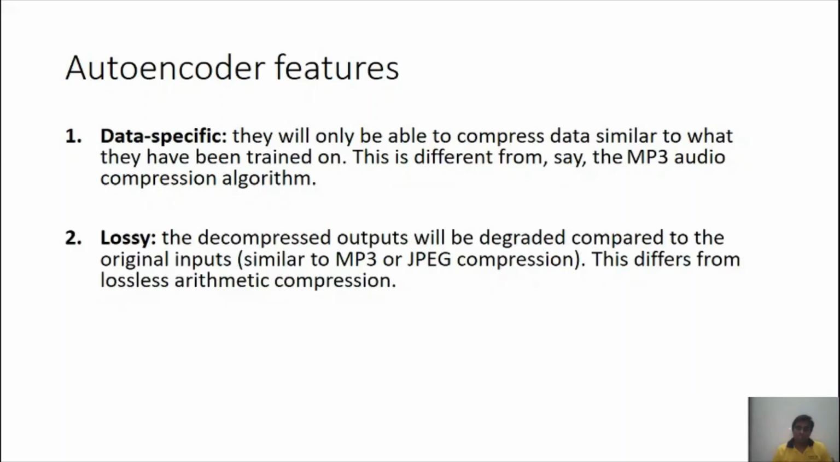Second major feature of autoencoders is that they are lossy compressors, which basically means that the reconstructed image will always be slightly worse than the actual input image that you had given. Or if you're trying to reconstruct an audio sequence, the reconstructed audio will be of slightly poorer quality when compared to the original audio that you had input to the system.